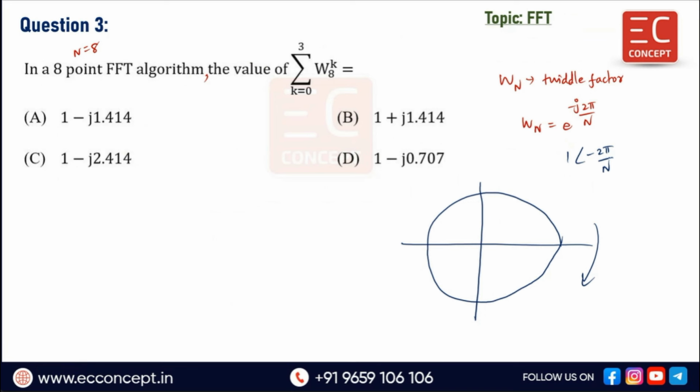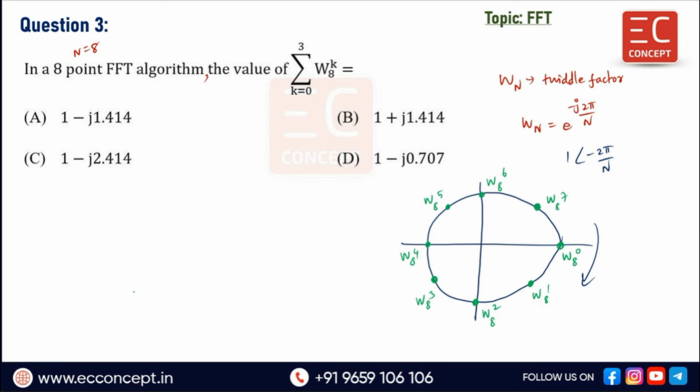So the entire angle of 2 pi we are dividing by n. For n equal to 8 points, we divide the circle, so this is 1, 2, 3, equally spaced, at equal distance. In total these are the 8 points: W 8 0, W 8 1, W 8 2, W 8 3, W 8 4, W 8 5, W 8 6, W 8 7, and again it repeats. This is a periodic signal, so it repeats around the same circle.